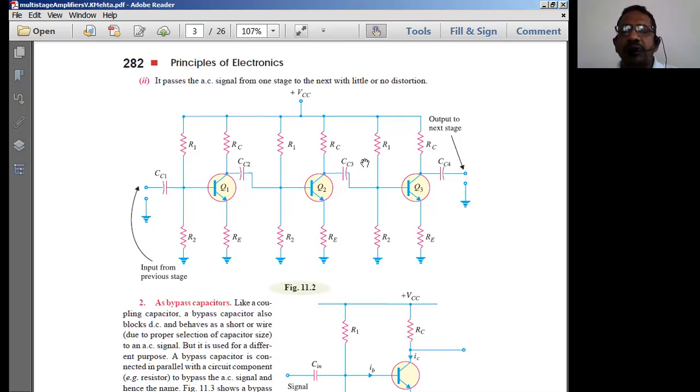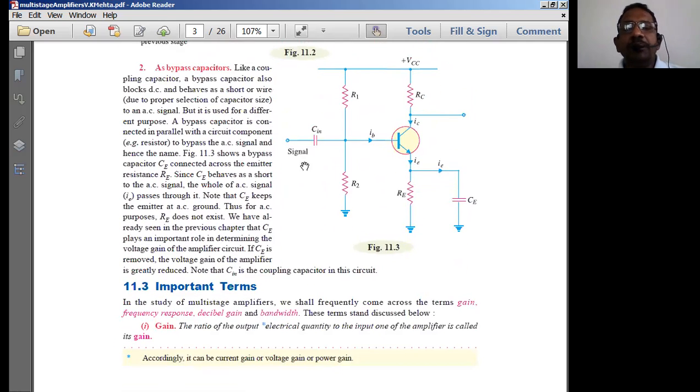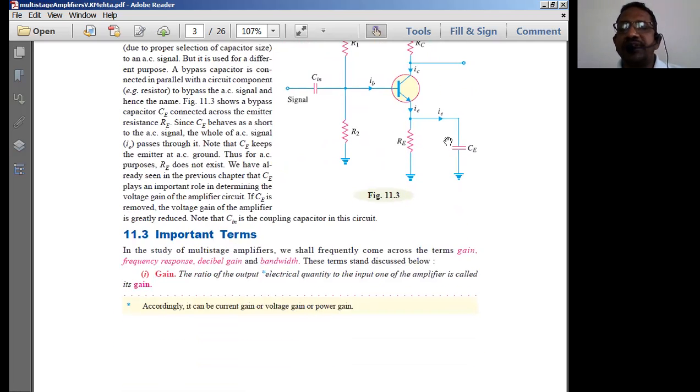Coupling capacitors are normally used to couple the AC signal from the input side of the circuit to the output side of the circuit. Therefore, they are named coupling capacitors. So after coupling capacitors, you're going to have the bypass capacitors.